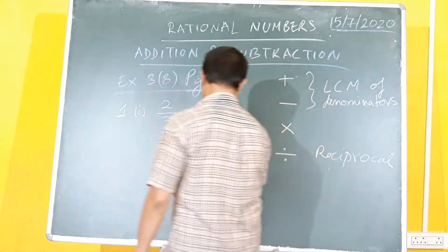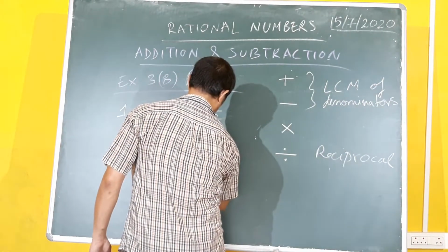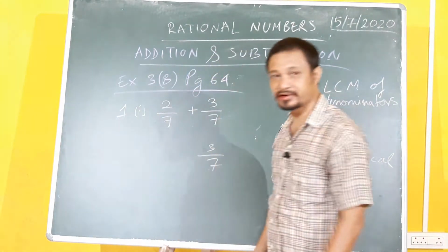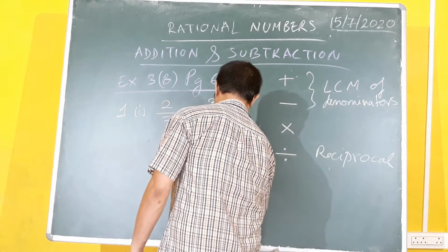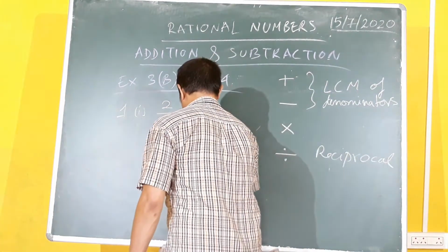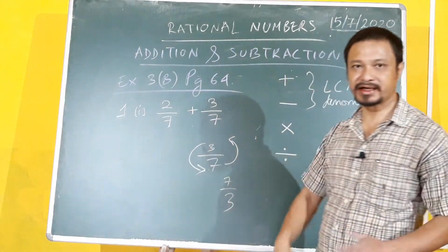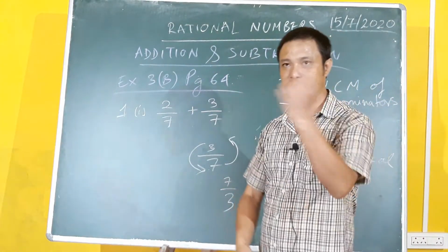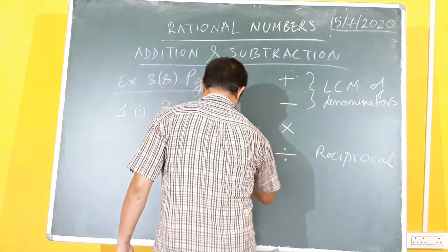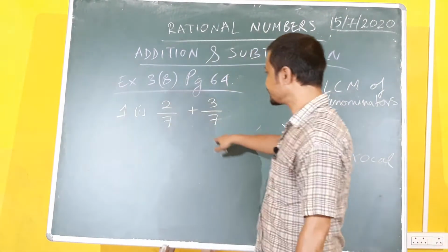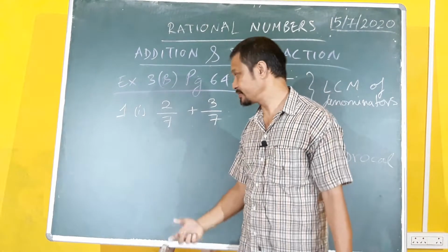Like for example, 3 upon 7. What will be the reciprocal of 3 upon 7? It will be 7 upon 3. 7 goes up, 3 comes down. So basically the numerator comes down, the denominator goes up. It's a flip, right?